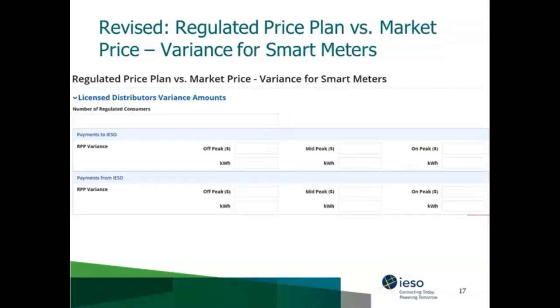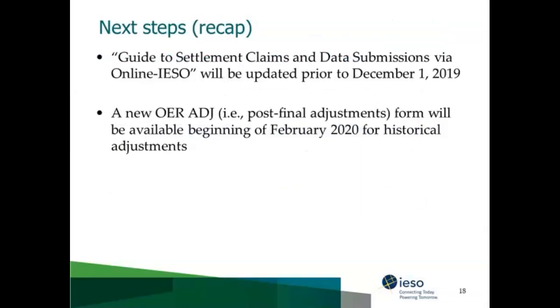In terms of next steps, we will be updating the guide to settlement claims and data submission via the online IESO. This guide will be available prior to December 1st. As stated earlier, a new OER post-final adjustments claim form will be available at the beginning of December for historical adjustments. We will pause here for any questions on the RPP submission process.